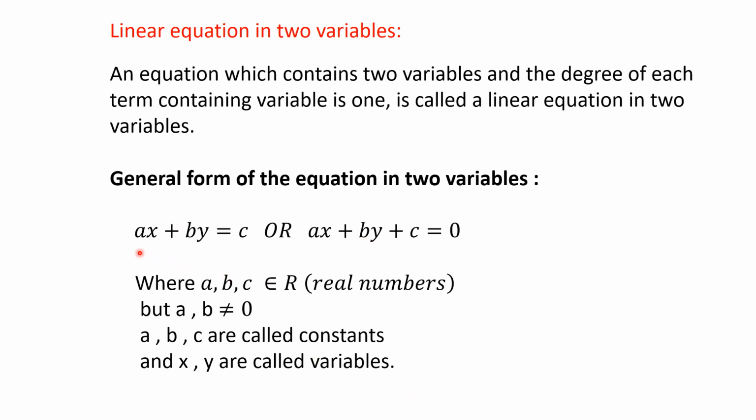You have to keep in mind ax plus by is equal to c, where a and b cannot be 0, c can be 0, and the degree is 1. Here the index is not written, that means the index is 1. The variables x and y are present in two different terms. They cannot be present in the same term. That is why the degree is 1 and they are called linear equations in two variables.